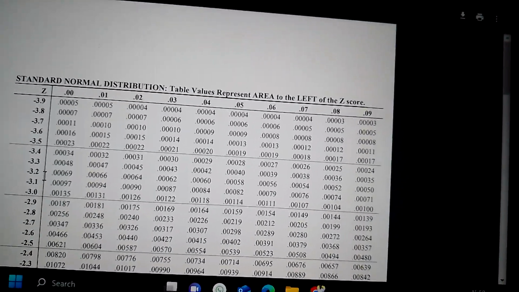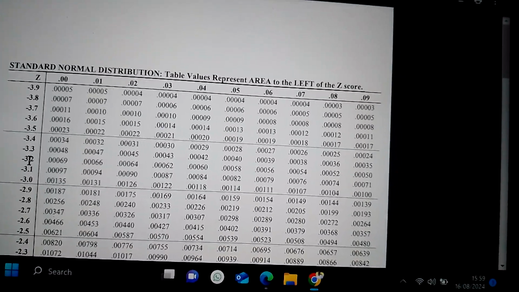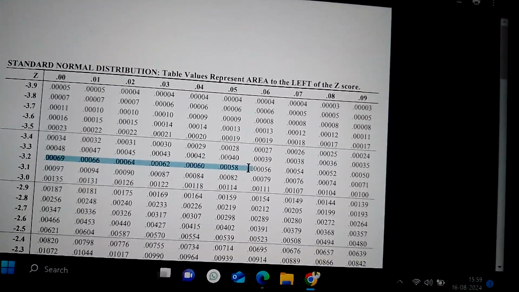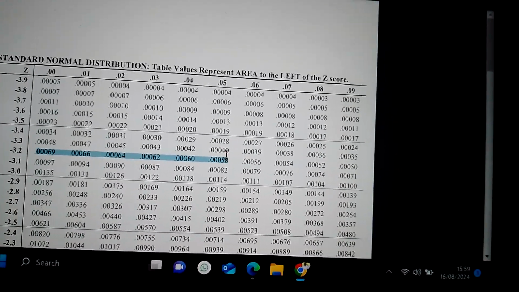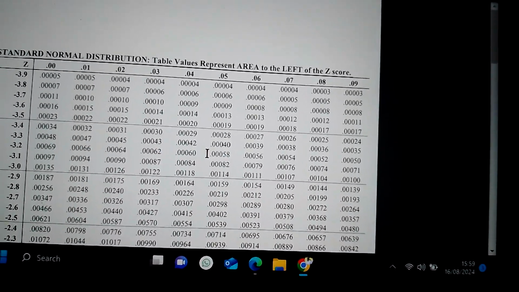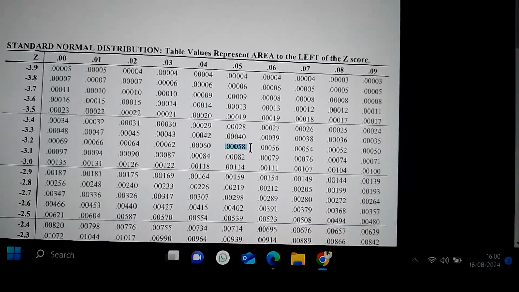In the same way, if you have a z-score of, say, 0.25, then you locate this one. It's not highlighting. Okay, good. Then you go until you get here, and you find your area here. So this one will be the area to the left of the z-score, right?